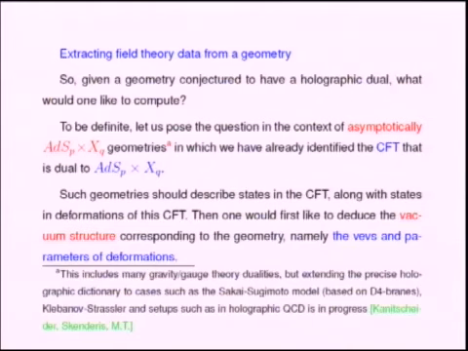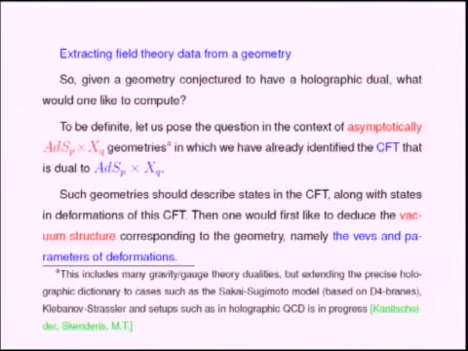Okay, so I said that, given a geometry which should have a holographic dual, it's an important problem to learn how to extract the field theory data. So the first question you could ask is, what would you like to compute? Let's pose this question in the context of an asymptotically anti-de Sitter cross compact space geometry. And let's assume we've already identified the conformal field theory which is dual to AdS_p cross X_q. In particular, we could be talking about something asymptotically AdS5 cross S5, or something asymptotically AdS3 cross S3.